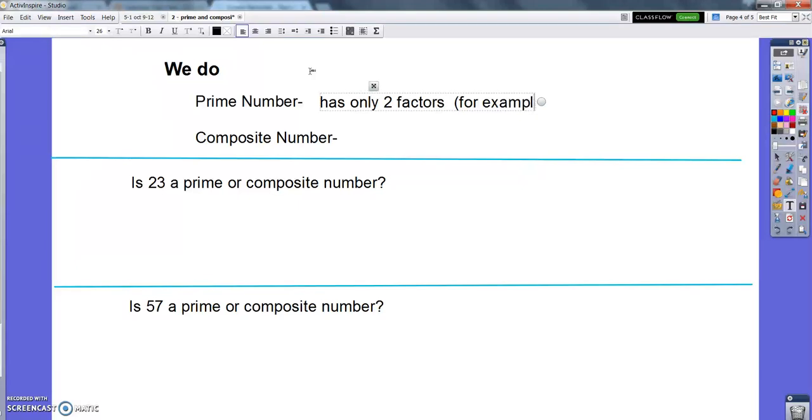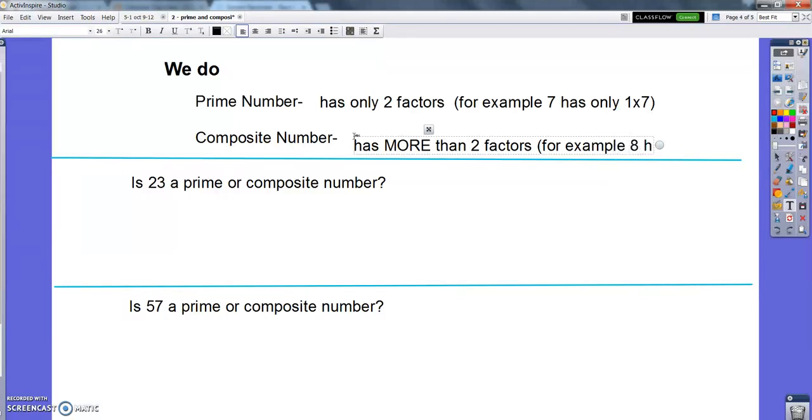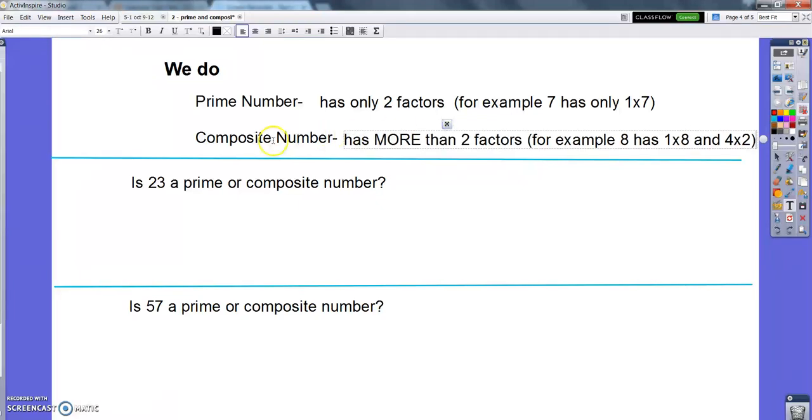So for example, 7 has only 1 times 7. That's an easy one. A composite number has more than 2 factors. For example, 8 has 1 times 8 and 4 times 2. So that has 4 factors, so 8 would be a composite number. So a prime number has only 2 factors. A composite number has more than 2 factors.